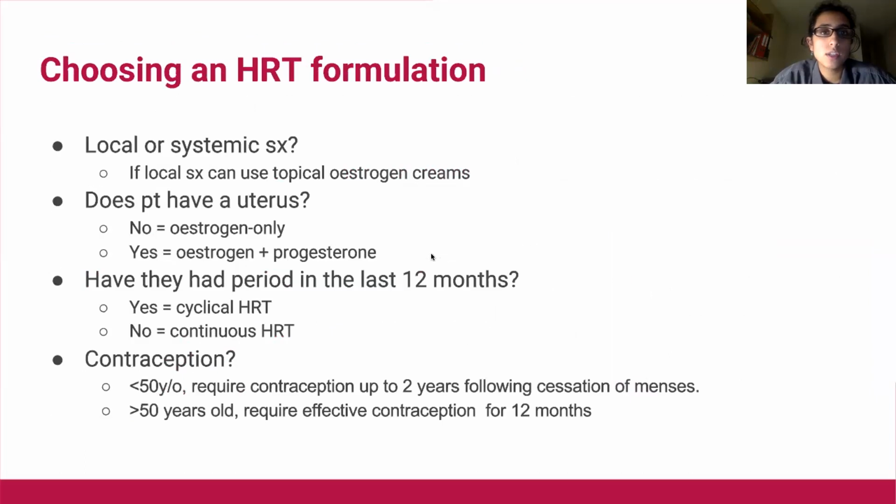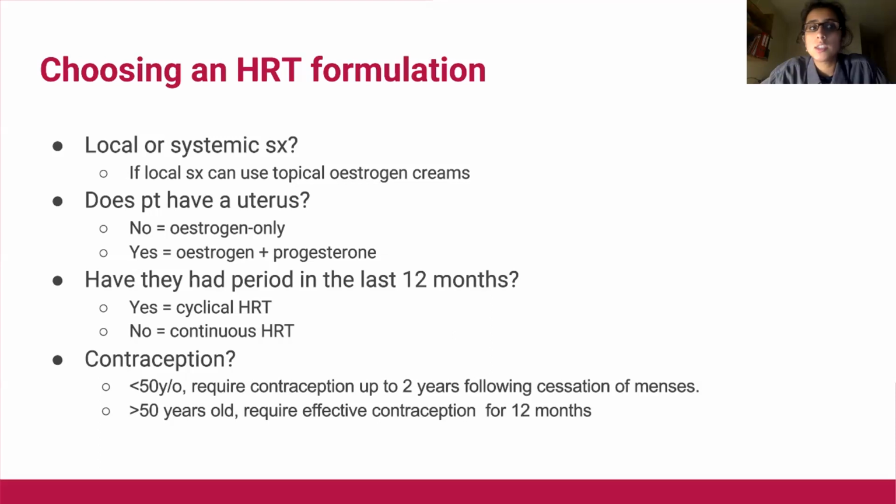Okay, so in terms of choosing the correct formulation, first, if someone's got local or systemic symptoms. If they've got local symptoms, they can use a topical cream. So you can get estrogen creams or vaginal lubricant jellies, which can be quite useful. If they've got systemic symptoms, you're going to have to give them a systemic treatment. Secondly, do they have a uterus? If they don't have a uterus, then there's no increased risk of endometrial cancer because there's no endometrial lining. So you can give them estrogen only HRT.